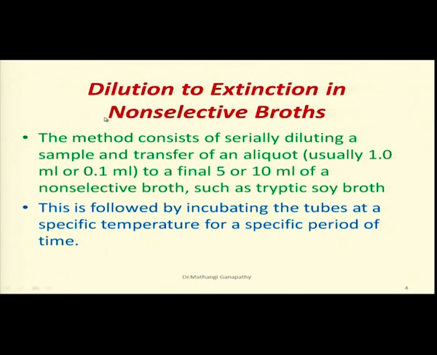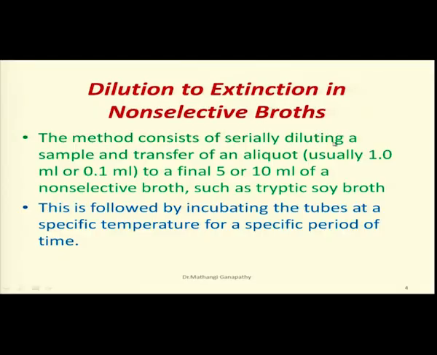The first among these is dilution to extinction in non-selective broths. In this method, for example, if you take a food sample, then take a swab, you can wash the sample and collect the wash, and then this wash is serially diluted and transferred to an aliquot. You have a series of tubes in which you take the saline or the broth, and you have the first wash which you have collected from the food sample. So, that would be the master sample.